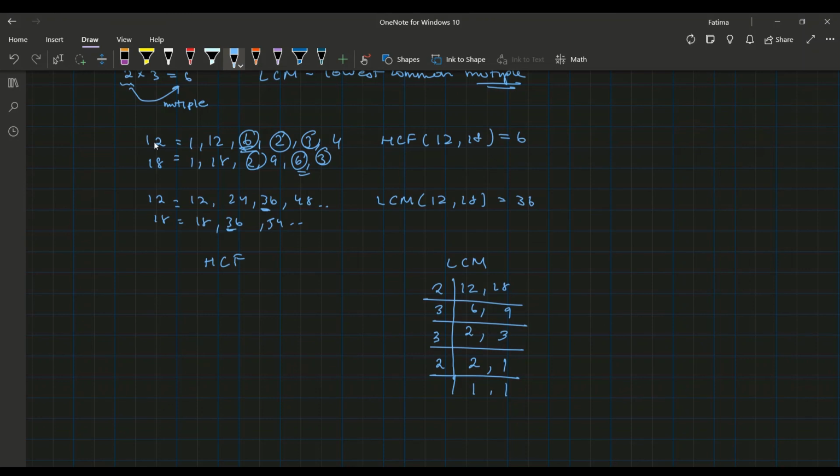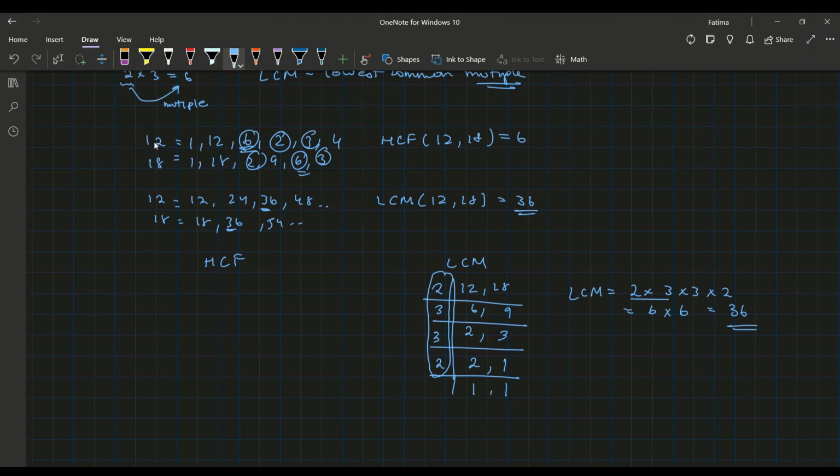So now the LCM would be the product of all of this. So the LCM would be 2 into 3 into 3 into 2, which is 2 into 3 is 6, into 6, which is equal to 36. And that is true from the list we mentioned above.